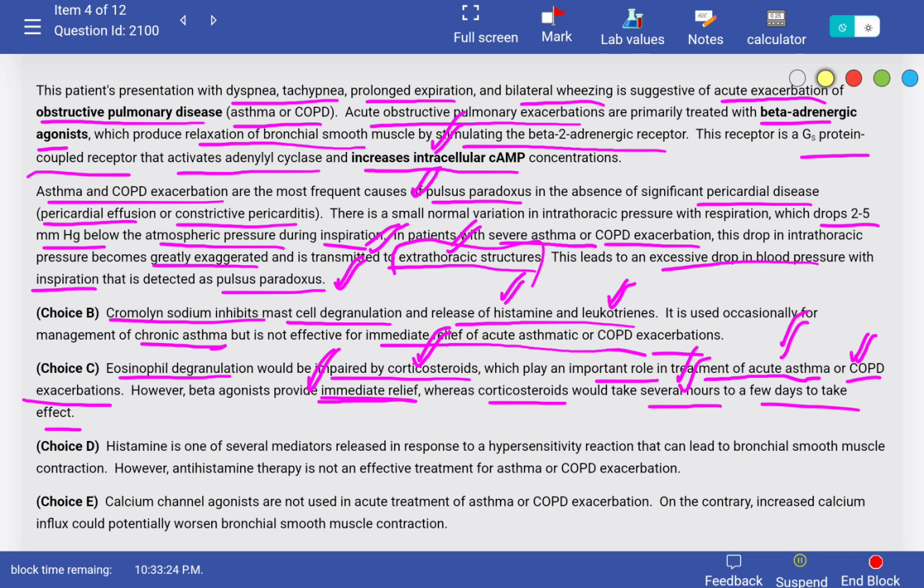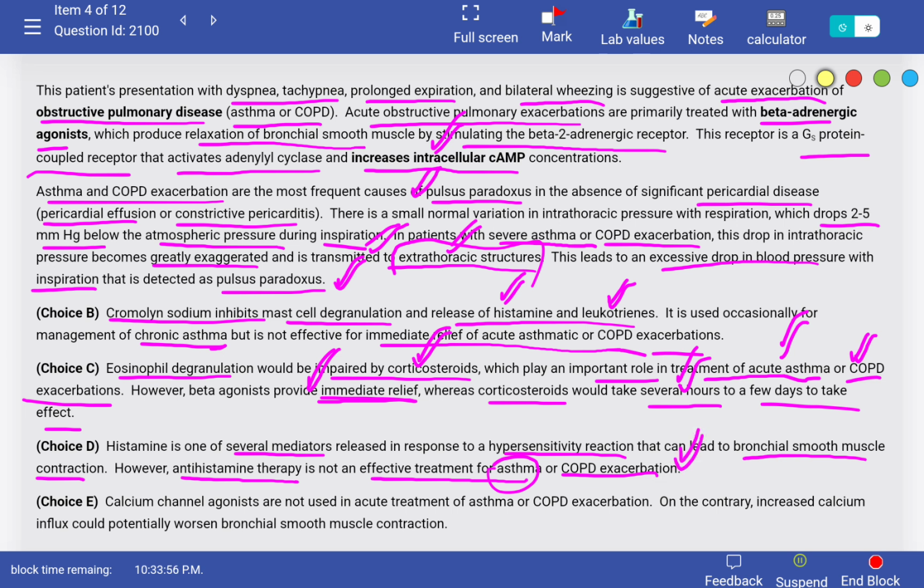So the mechanism by which it would increase the cyclic AMP is the beta agonist, not corticosteroids, right? So why not option D with that? Histamine is one of the several mediators released in response to hypersensitivity reaction that can lead to bronchial smooth muscle contraction. However, antihistamine therapy is not effective in treatment of asthma or COPD exacerbation, right?